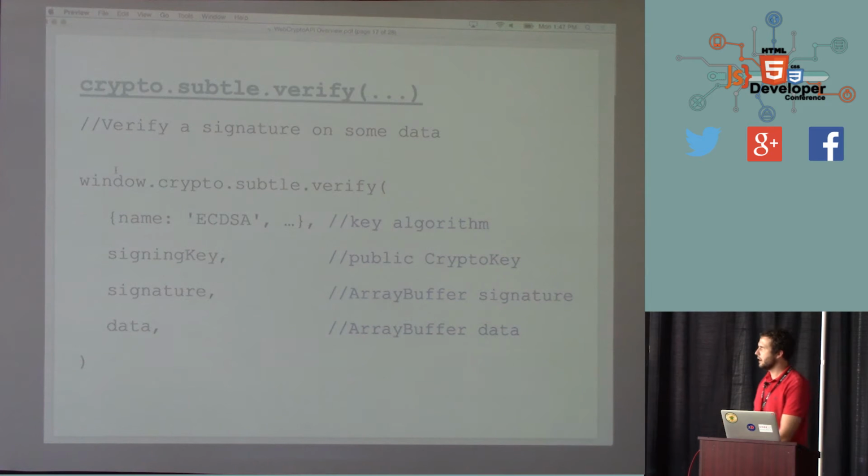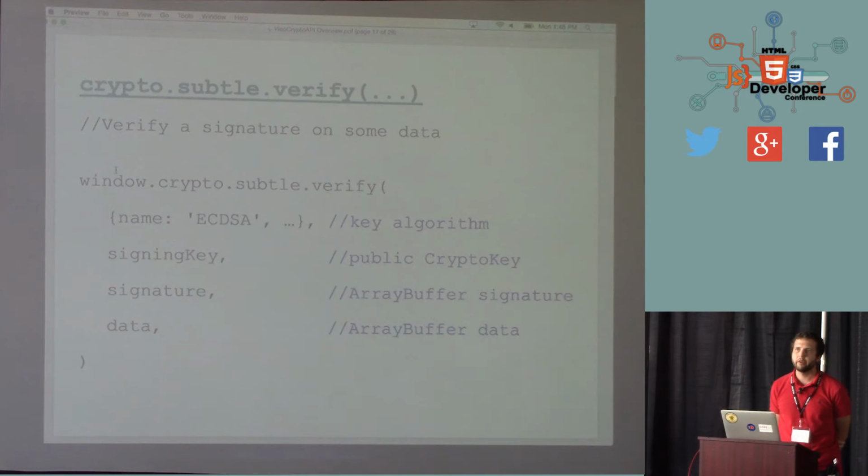If you want to verify, you say this is an asymmetric verification. You say this is the public key that I have, this is the signature that I got, and this is the data that it should have, and it will return whether or not that signature is verified, so basically true or false.